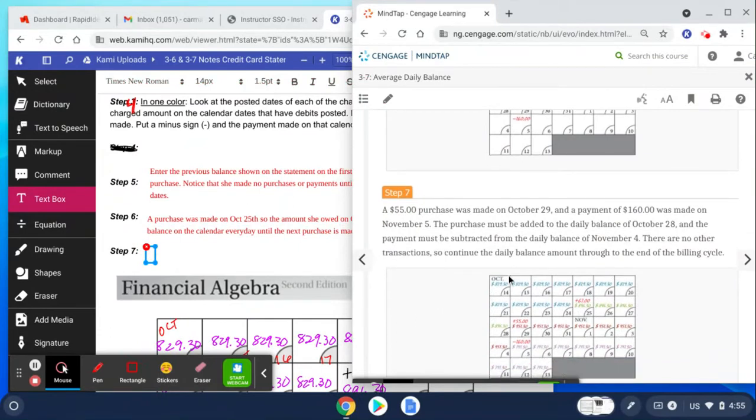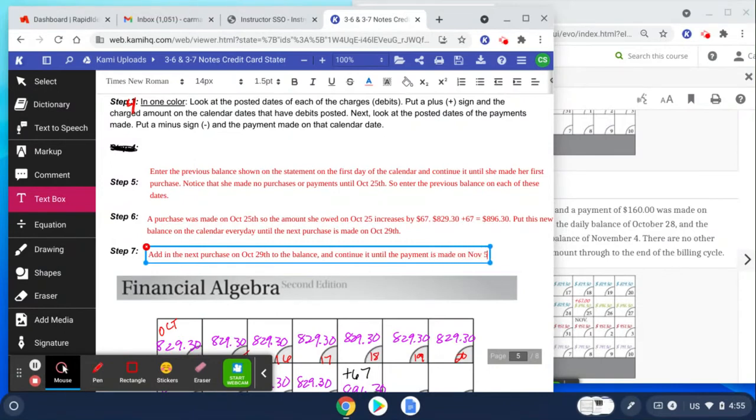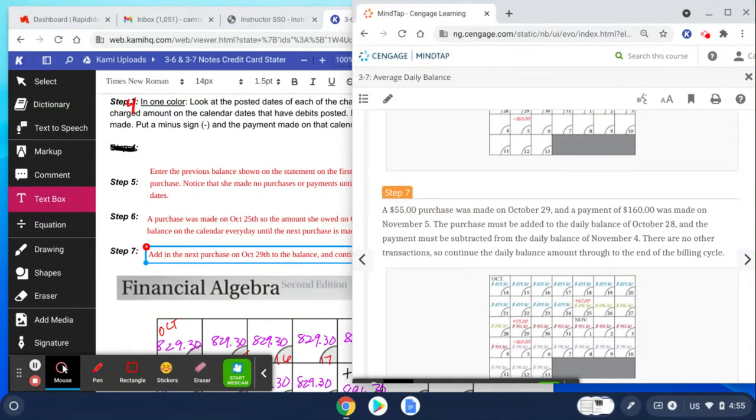Then a $55 purchase was made. Add in the next purchase on October 29th and continue it until the payment is made on November 5th. And the payment must be subtracted from the daily balance.